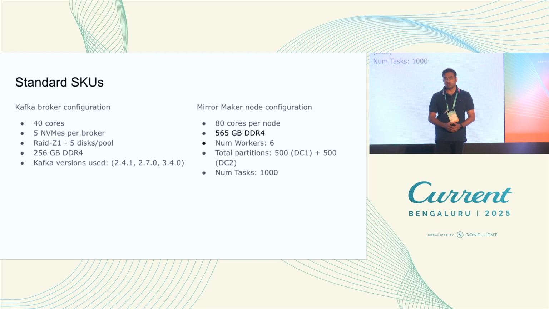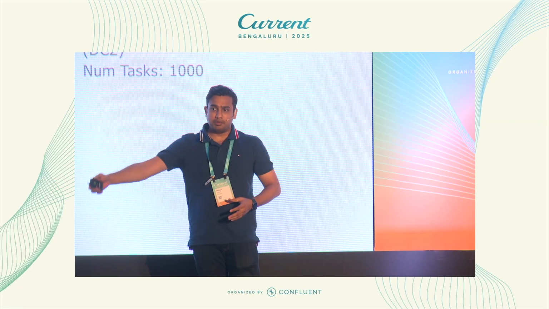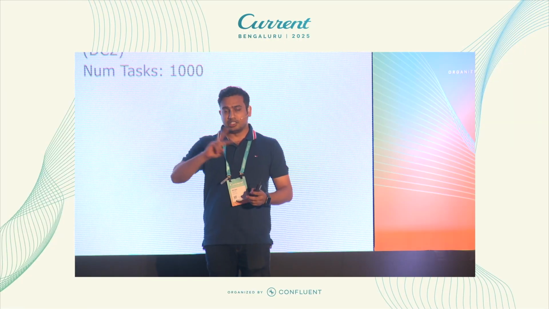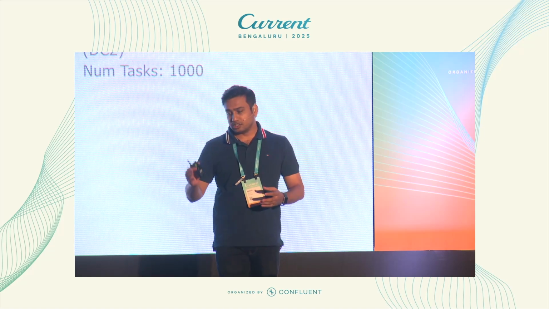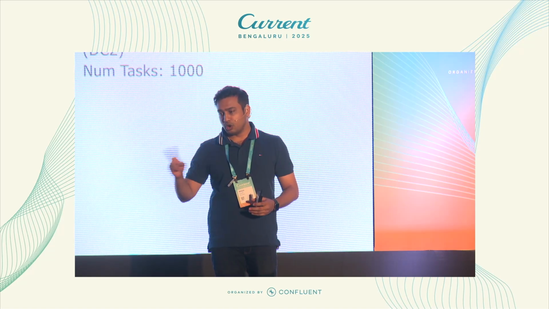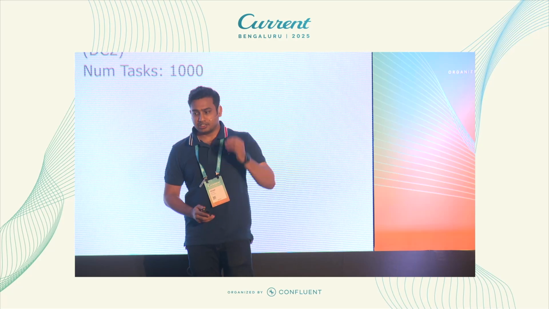It's replicating close to 1,000 partitions. There are 500 partitions in DC1 and 500 partitions in DC2. Since it's a bidirectional replication, this MirrorMaker cluster is replicating close to 1,000 partitions. So the number of tasks is set to 1,000.